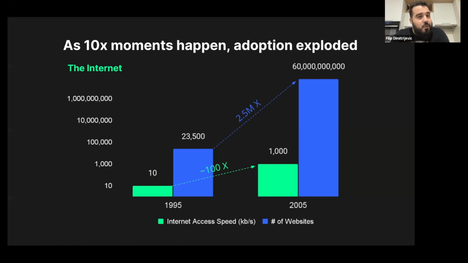How much the internet was used just between the years 1995 and 2005. We had the speed rise 100 times, from 10 kilobytes per second to 1,000 kilobytes per second. In the meantime, that allowed for more websites to be made, from 23,500 to 60 billion websites. And even nowadays in 2022, we probably have billions of websites.